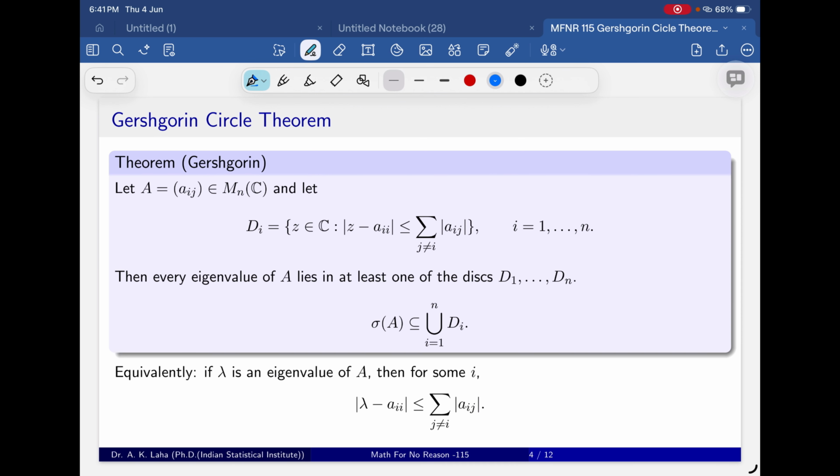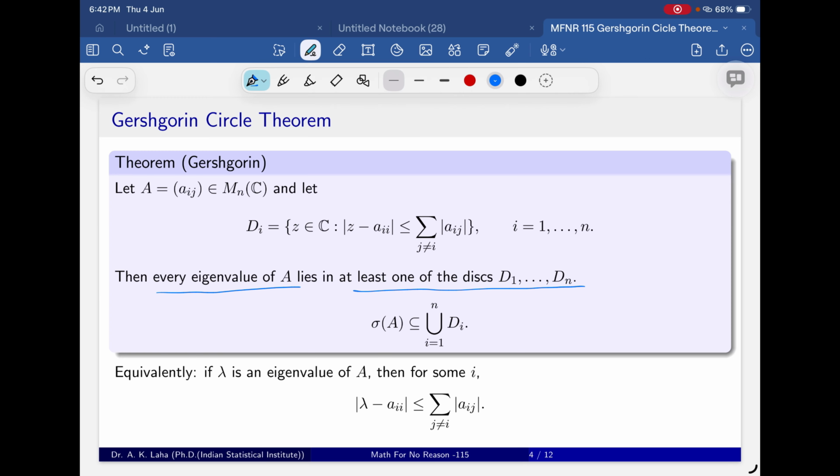Gershgorin Circle Theorem tells us that every eigenvalue of A would lie in one of these disks, D1, D2, ..., Dn. Or in other words, the spectrum of the matrix A, that is the collection of all the eigenvalues of the matrix A, is a subset of the union of these disks Di.